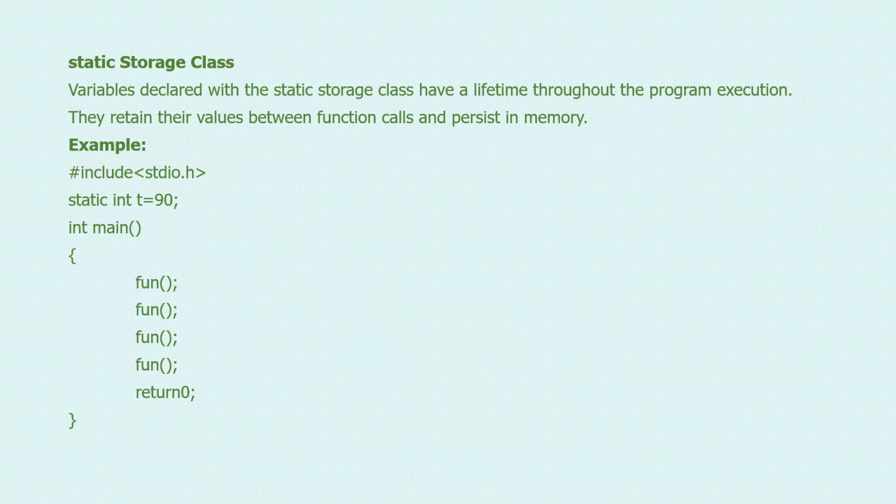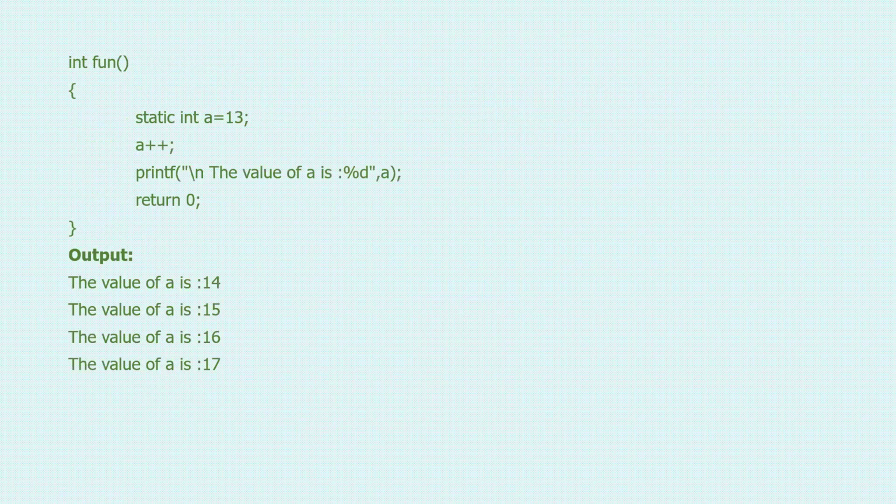So the old value, whichever was in memory, will be retained. It will not be local to one function. So it will be visible each and every time you call the function. So the output values will be 14, 15, 16, 17. But using auto, it was 14 for all the function calls.